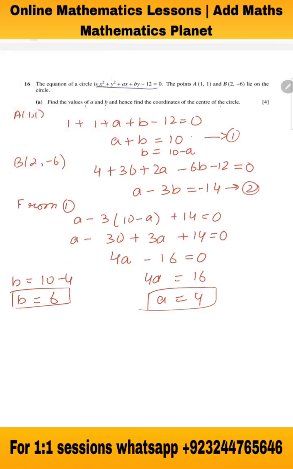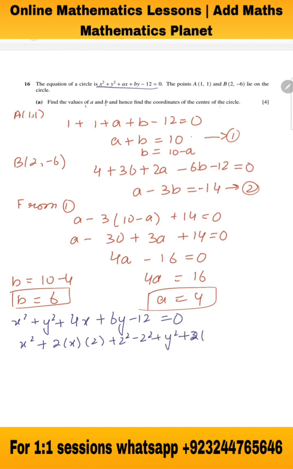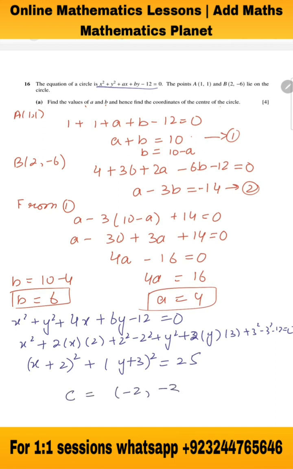Okay. X square plus y square plus ax, what is a? 4. X plus by, what is b? 6y minus 12 is equal to 0. Okay. So center of the circle is minus 2, minus 3.